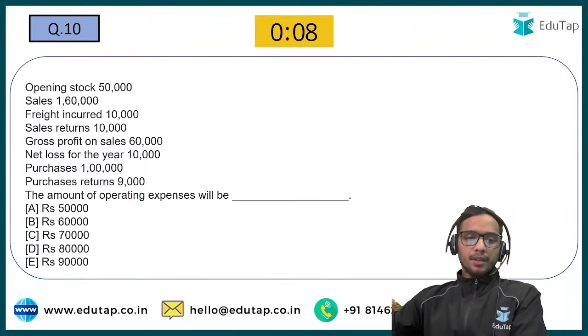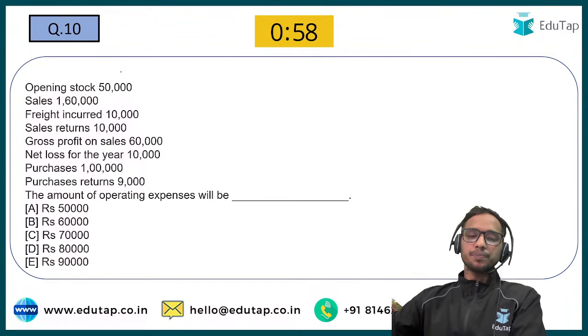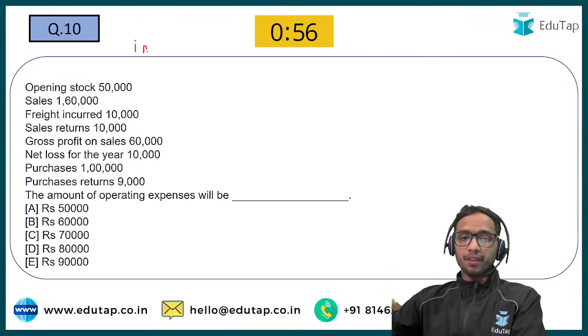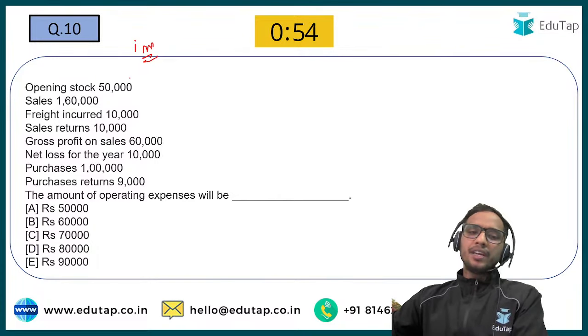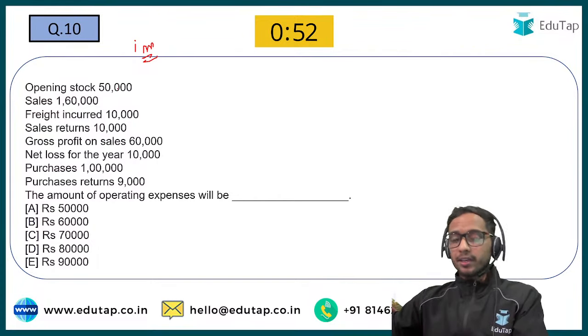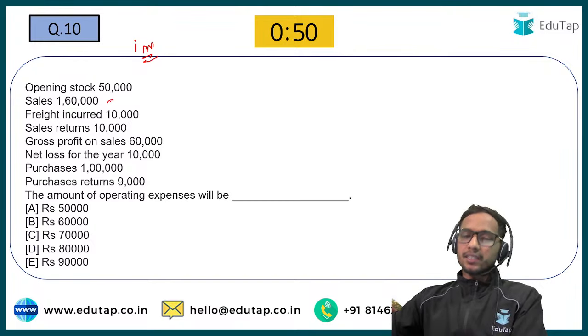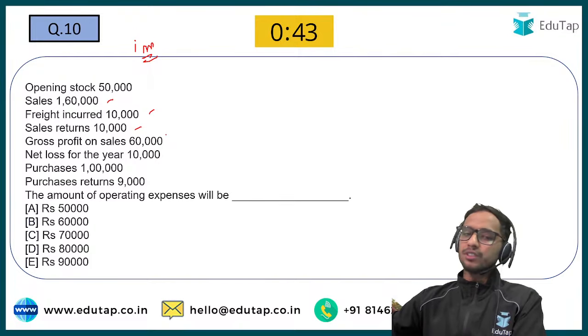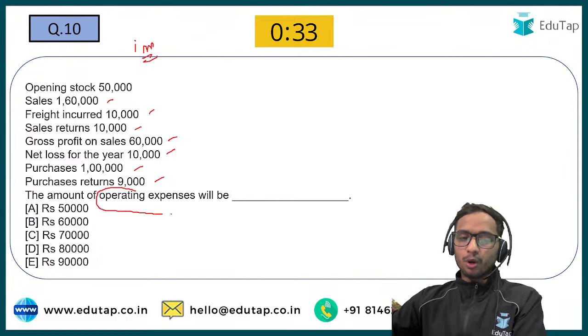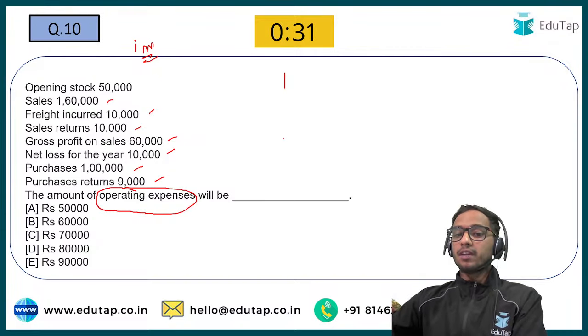Okay. Let's move ahead with the 10th question that says, important question, very, very important question. Opening stock 50,000 because it's a numerical. Sales 1,60,000. Freight incurred 10,000. Sales return 10,000. Gross profit on sales 60,000. Net loss for the year is 10,000. Purchases is 1 lakh rupees. Purchases return is given to you. You have to find out operating expenses. So very, very important question it is.